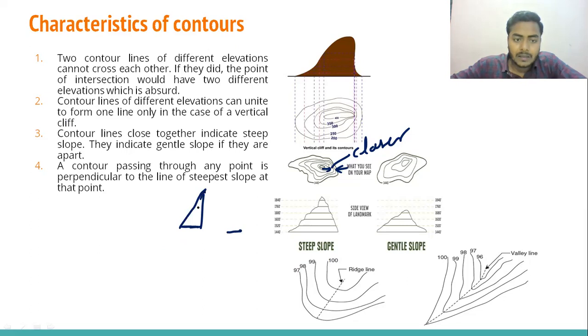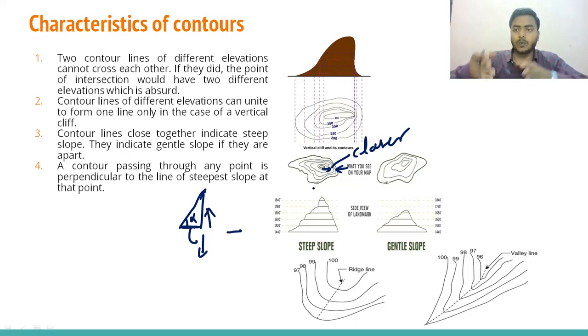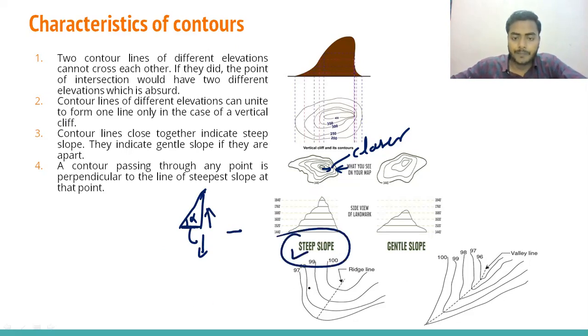It means that this angle will be increased. This angle will be increased if this value is decreased. This length will be decreased. Right? So in this case, when the contour lines are closing to each other, the ground has a steep slope.